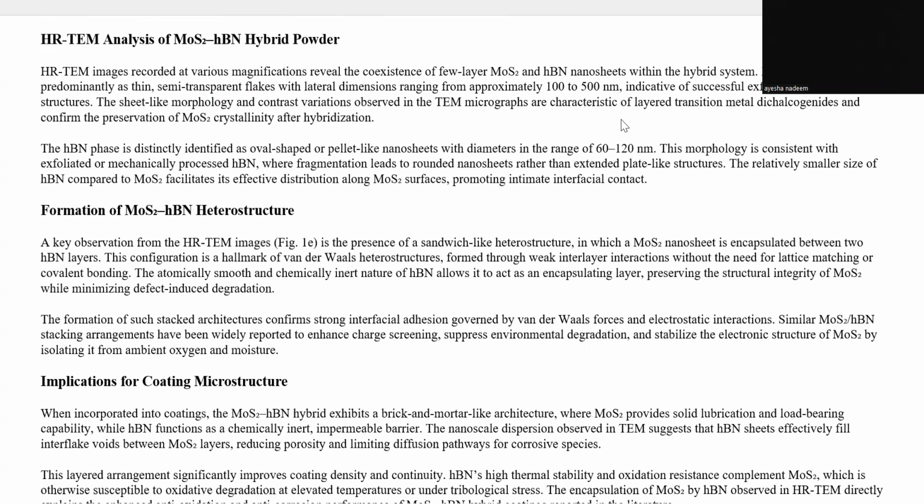The atomically smooth and chemically inert nature of hBN allows it to act as an encapsulation layer, preserving the structural integrity of molybdenum disulfide while minimizing defect-induced degradation. The formation of such stacked architectures confirms strong interfacial adhesion governed by van der Waals forces and electrostatic interactions. Similar molybdenum disulfide and hexagonal boron nitride stacking arrangements have been widely reported to enhance charge screening, suppress environmental degradation, and stabilize the electronic structure of molybdenum disulfide by isolating it from ambient oxygen and moisture.